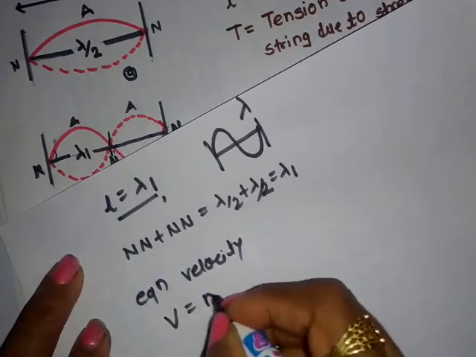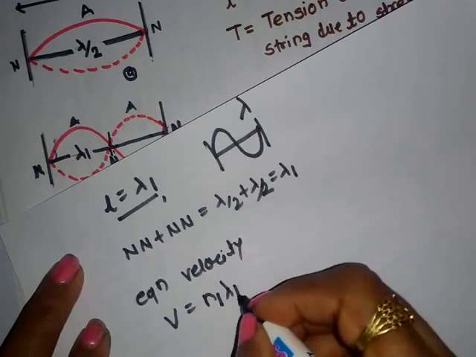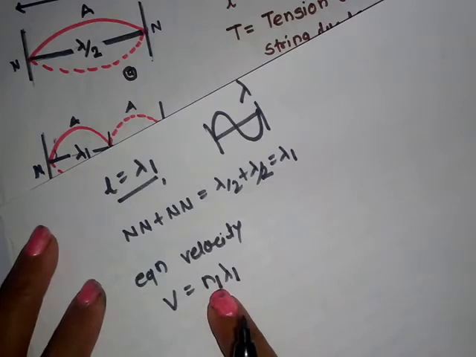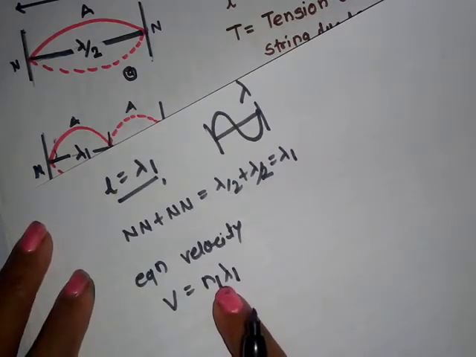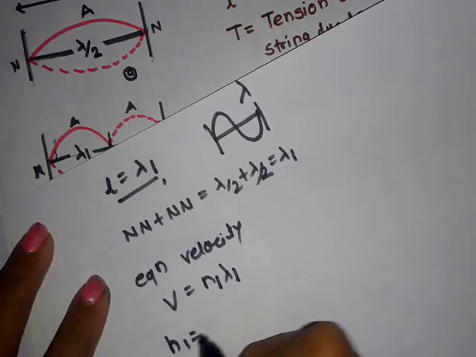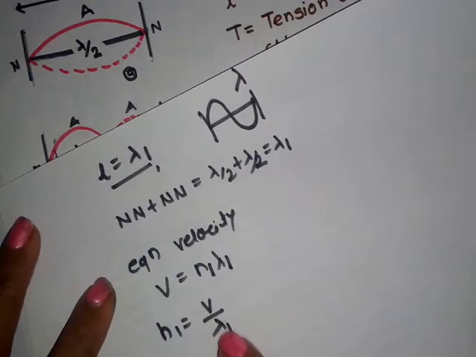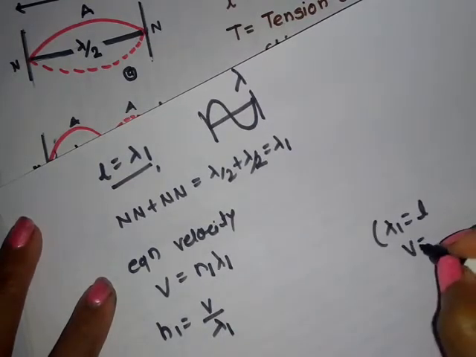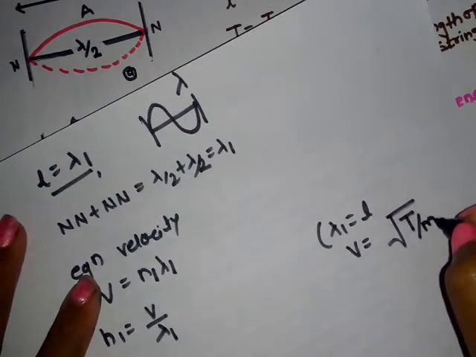V is equal to n lambda. For the first mode of vibration, the frequency is n1 and the wavelength is lambda 1, but V remains constant. Now we want to find the value of frequency for the second mode of vibration. So n1 is equal to V upon lambda 1. Now substituting the values of V and lambda 1, where lambda 1 is equal to L, and we know very well the velocity is nothing but the square root of T upon m.